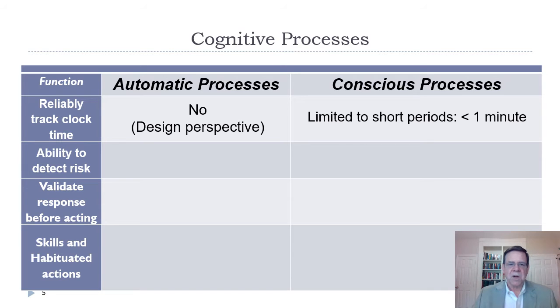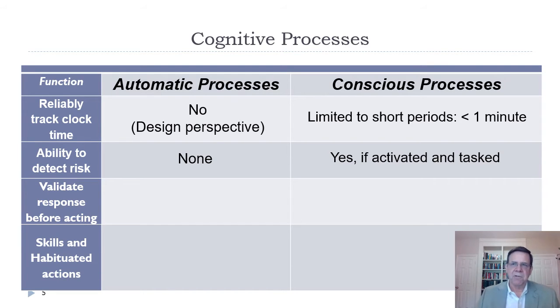So when you talk about clock time and whether we have a reliable internal sense of clock time, the automatic process is not at all. It just doesn't have a purpose for a clock. In conscious processing, we're limited as to our internal accuracy of monitoring clock time. As for detecting risk, the automatic process has no capability to detect risk. It does detect danger, those that are learned, but not risk. So a sensitivity to risk only exists if you actively make yourself think about that.